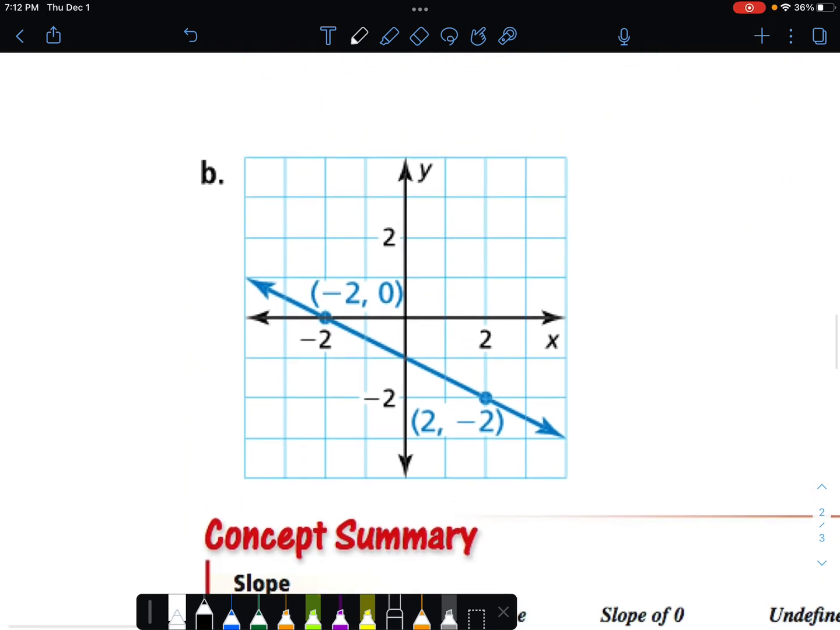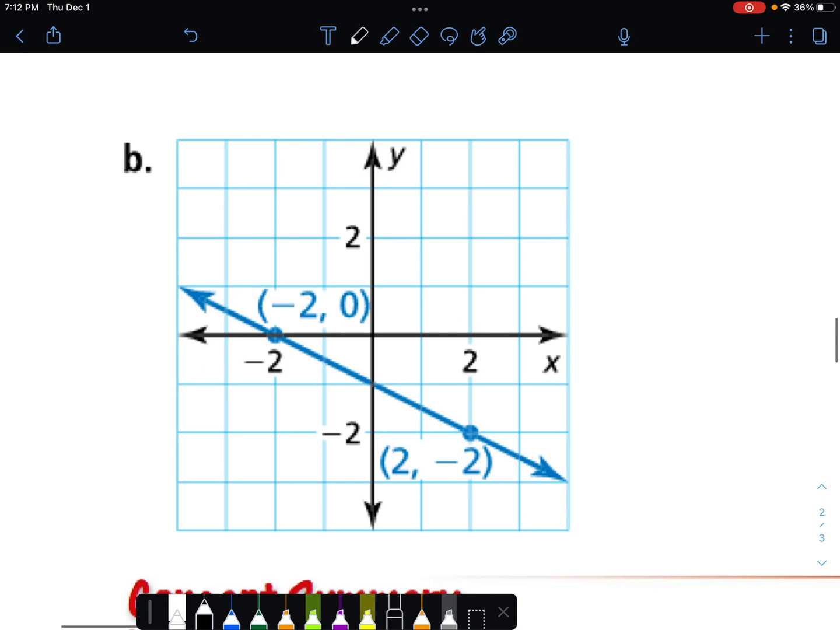Okay, let's try one more together. You give it a try first, and then put the video on pause, and when you're done, come back. Okay, so first I'm going to look at what are my points, and I see my points here and here. I've got one point at negative 2, 0. And they chose that point because it's an integer point. And if we look at the other point, it's 2, negative 2.